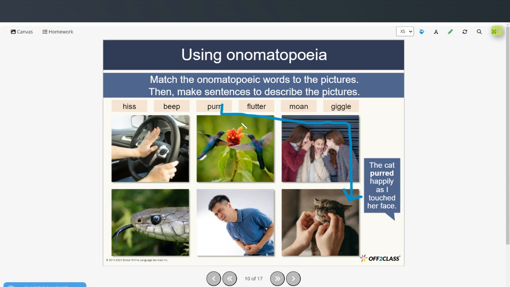So hiss would go with the snake. Beep is the car horn. Flutter would be the wings of the hummingbird. Moan would be the person in pain. And giggle would be the girls telling jokes. So just see if you can make some sentences to describe each of these pictures using the onomatopoeic word.